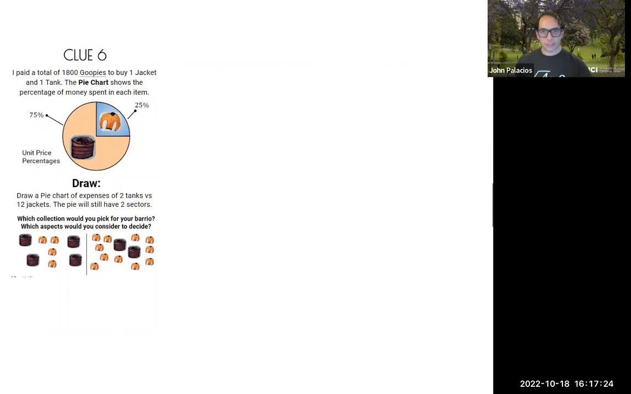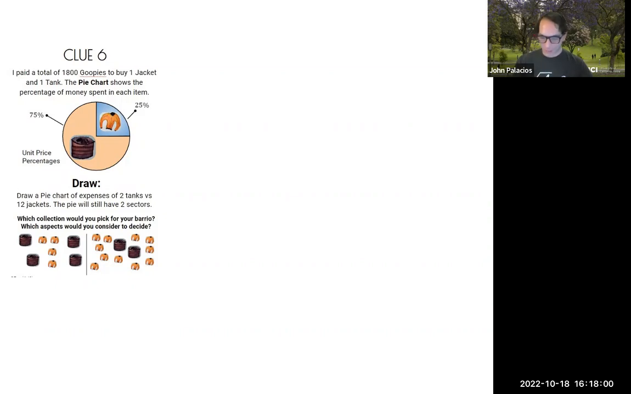The clue starts to give students an idea of the exchange rate between groupies and dollars, and also starts to give a price of an item. In particular, it gives you the price of a jacket and a water tank. Once you figure out the ratio between these two prices, you can then use that information to get the price in groupies of a jacket or a water tank, and then use that in conjunction with other information, which we'll talk about in the third video. Okay, so enough of me rambling.